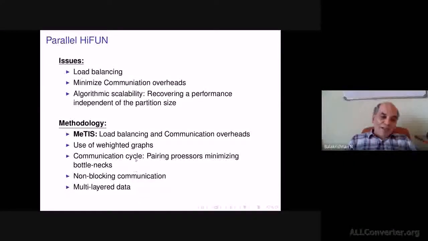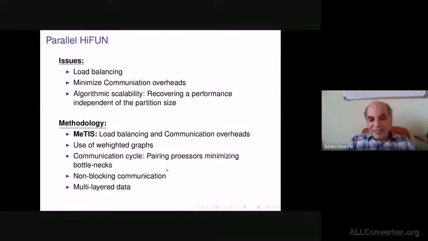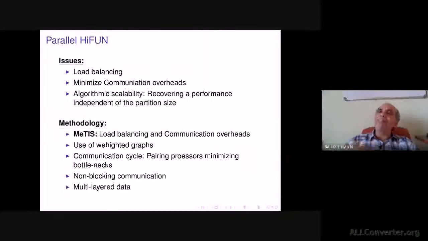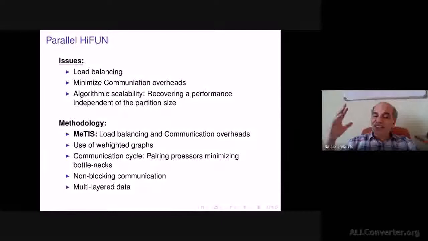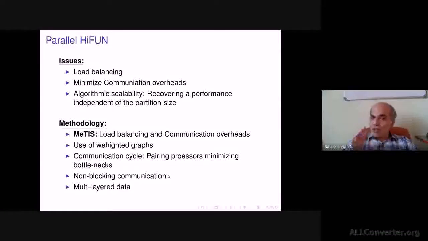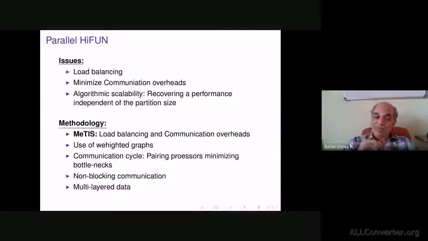So establishing the communication cycle essentially means pairing my processors. All the communication does not happen in one cycle. It happens in several cycles, but in each of the cycles, the processor cores will be paired in such a way that we minimize the bottlenecks. Okay, so this is a broad thumb rule, and this is an algorithm that we have actually developed.